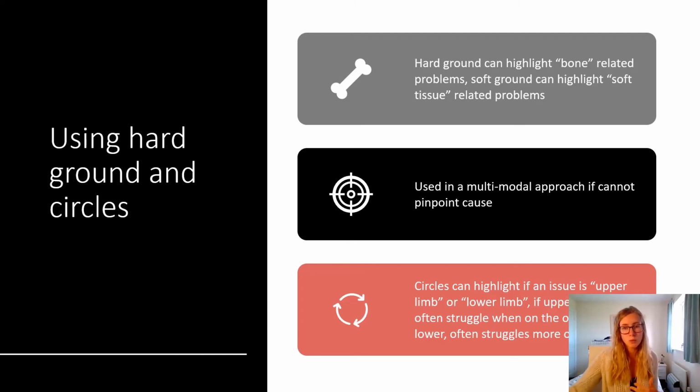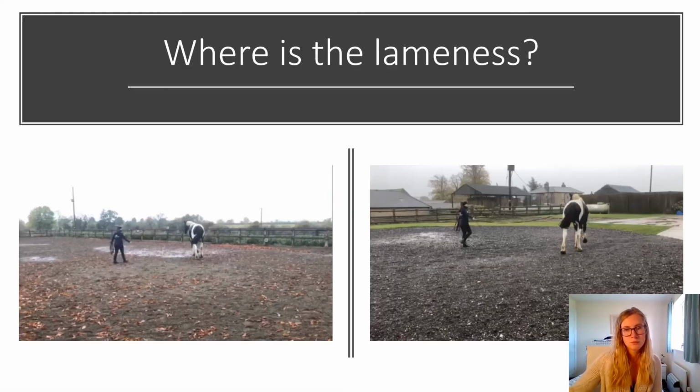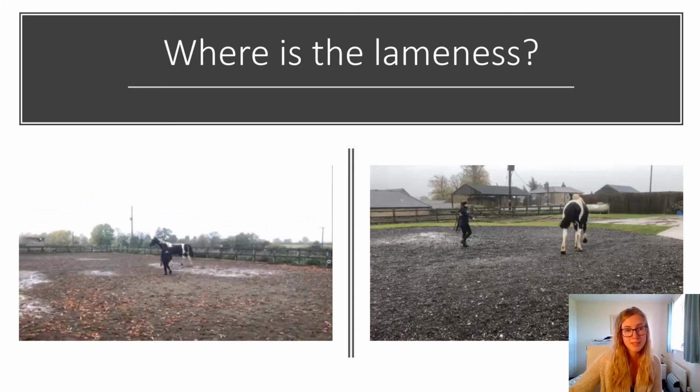I mean, for example, proximal suspensory desmitis, which is inflammation and damage to the suspensory ligament in the upper portion, and it's often in the hind limb. That can often be worse on the outside of the circle because you're causing a massive stretch to that ligament and a push around the outside. So it's not always that simple, but it can just be a helpful approach. And these are often used in a multimodal type approach if you can't pinpoint the cause. They're not often used as a sole indicator of lameness, for example. So I just wanted to show you here where it's not always the case.